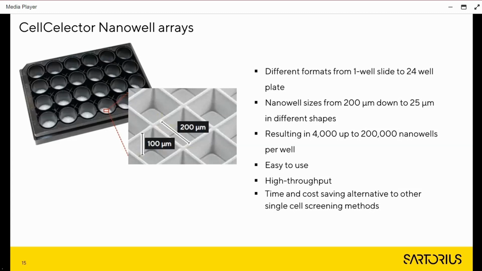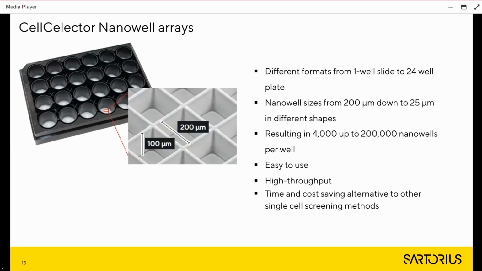These nanowell arrays are available in plate and slide format, and the size for each individual nanowell ranges between 25 microns to 200 microns. Nanowells with smaller wells can be used to isolate single cells, whereas larger nanowells can be used to expand and establish new cell lines. Nanowell plates also come in different shapes and are available in square, hexagonal, and elongated shape.